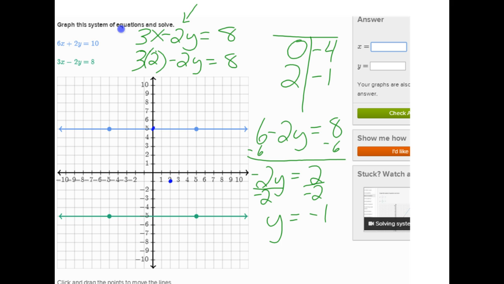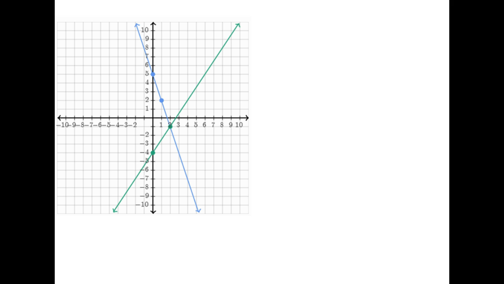You graph them: 0, negative 4 would be down here, and 2, negative 1 is going to be on our blue dot there. And if I had this set up right, that's what it's going to look like when you have done it on Khan Academy. Your two lines are going to cross. The solution is the intersection. If the intersection is not perfect, you made a mistake, whether in your calculations or in your graphing. It could be either one.